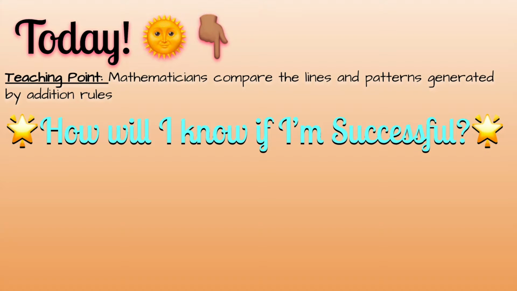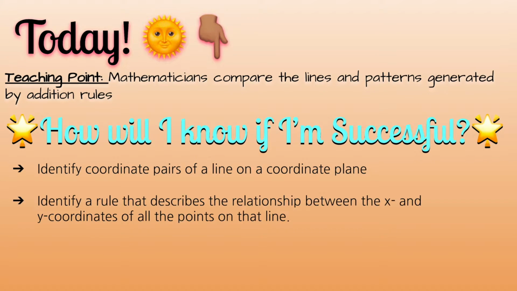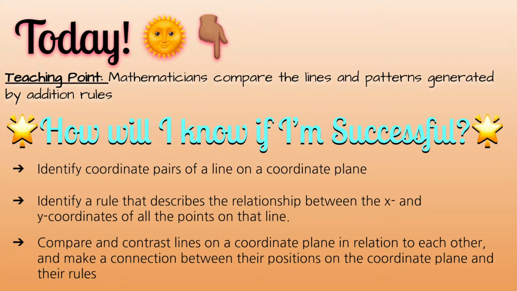So how are you going to know if you're successful today? Well, you're going to be able to identify coordinate pairs of a line on a coordinate plane by the end of today's lesson. You're also going to be able to identify a rule that describes the relationship between the x and y coordinates of all the points on that line. And lastly, you're going to be able to compare and contrast lines on a coordinate plane in relation to each other, and you're going to be able to make a connection between their positions on the coordinate plane and their rules.